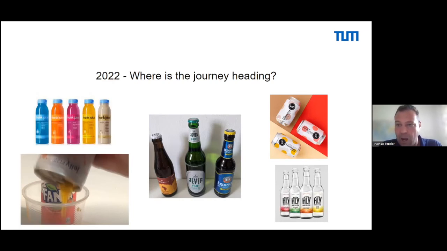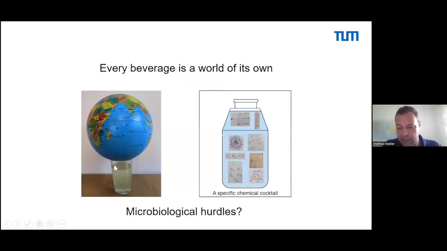Then on the right side, lower side, it's hard seltzer. So this is a fermented sugar base mixed with water and aroma. So lower calories than wine or beer. It's not so successful in Germany, but in the States, it's a big market. But as you can see, there are different niches, and every new product is a new world of its own when you think as a microbe.